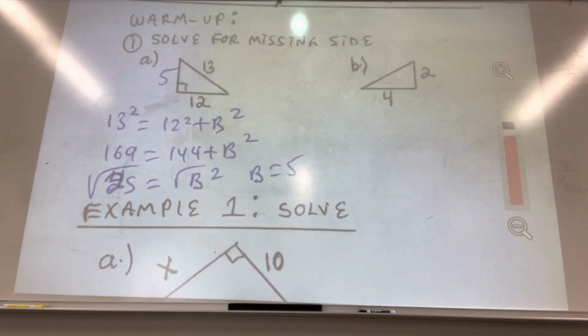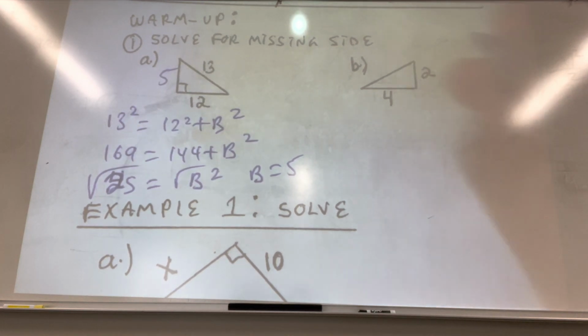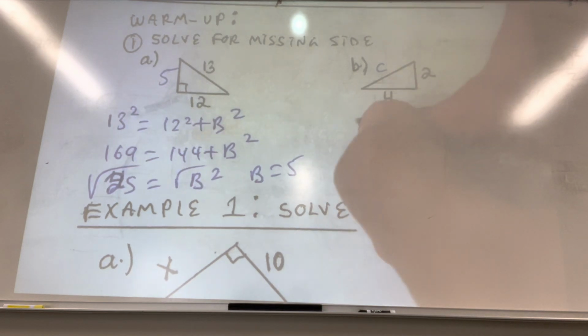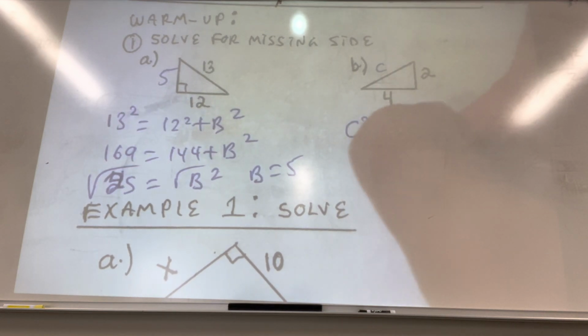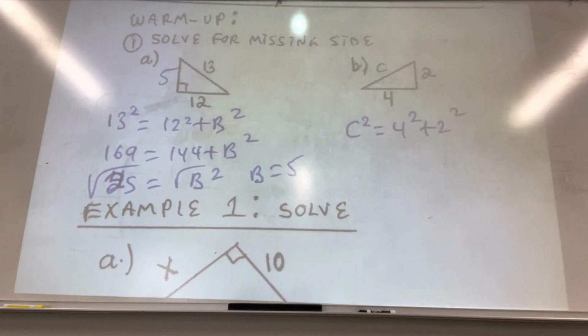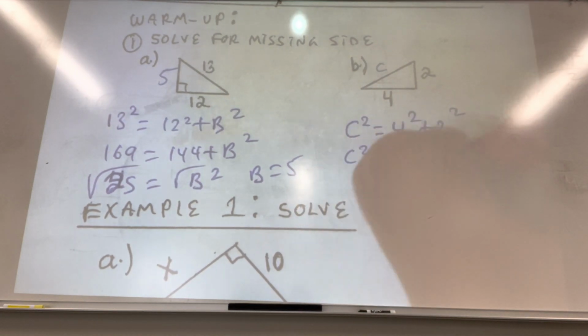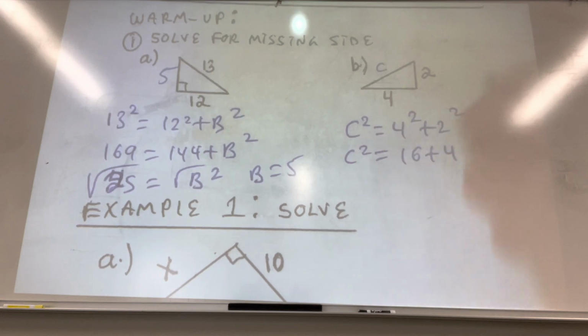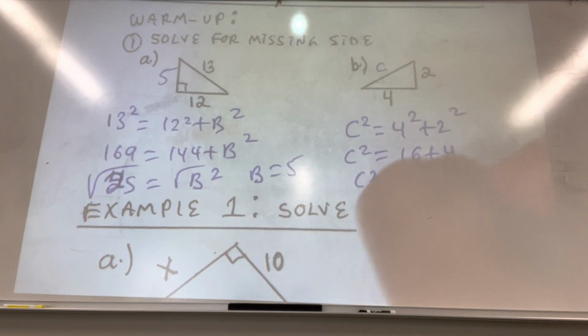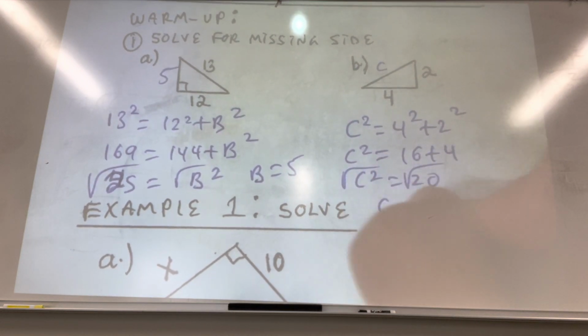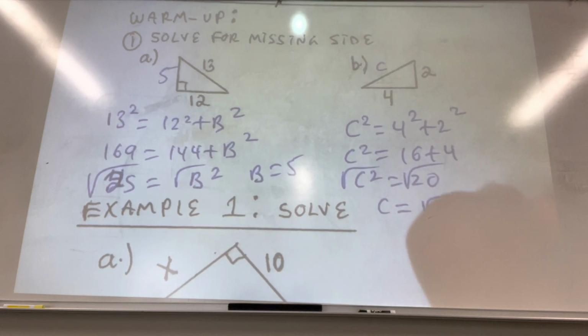For part B, am I missing a leg or the hypotenuse? The hypotenuse. So the hypotenuse, we always label it a C value here. Okay, and Zulema, what would be my setup for this one? C squared equals 4 squared plus 2 squared. That's right. So we are missing the C this time, and we end up with C squared is equal to 16 plus 4, which is 20. We take the square root of both sides, and C is equal to the square root of 20, which is a good answer. It's fine.